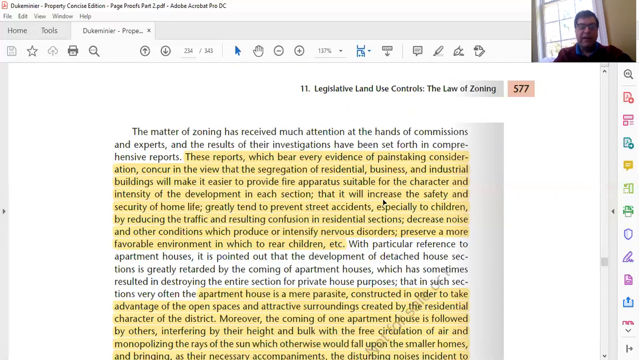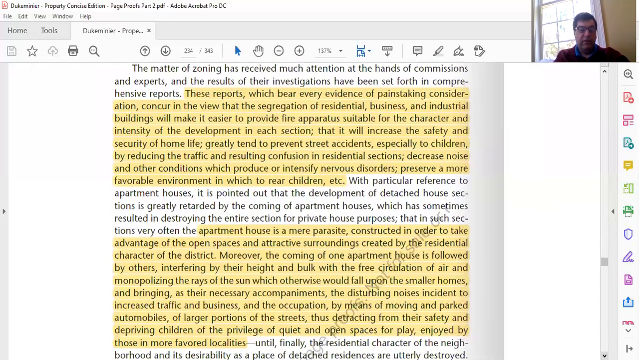It helps you protect children in various ways. There's less traffic in residential areas if you exclude all the commercial uses. So there'll be fewer street accidents to children. You're not going to have as much noise. You're not going to have confusion. And you're going to just create a better environment to raise kids if you exclude all of these other uses from residential areas. Now notice this point. They exclude also apartments from residential areas.